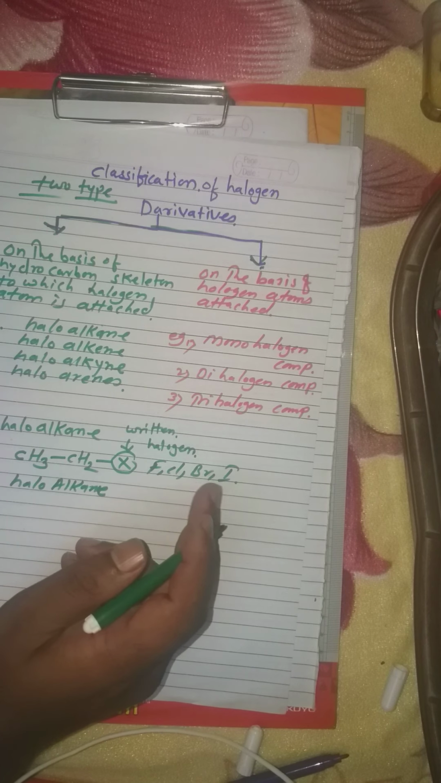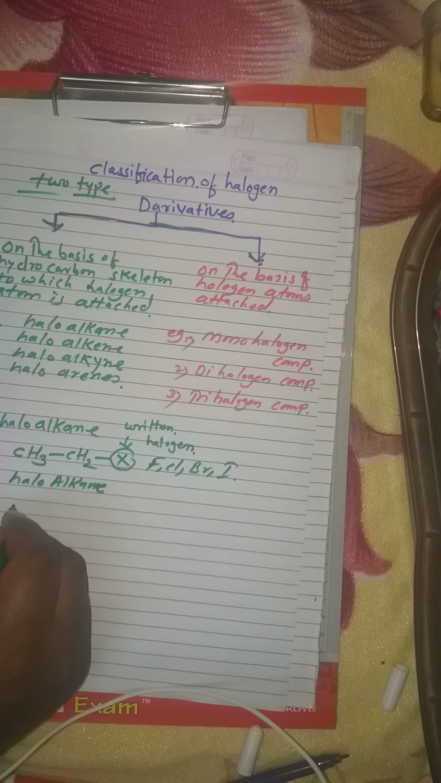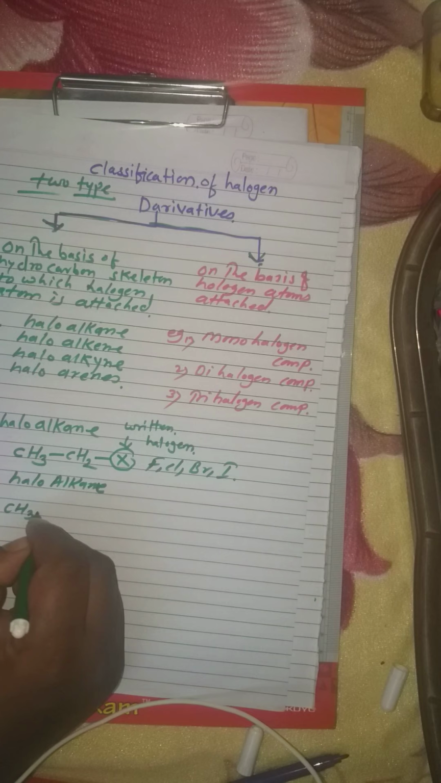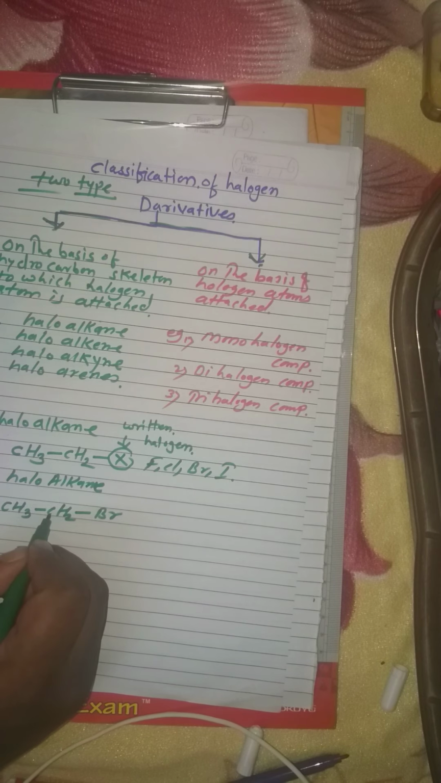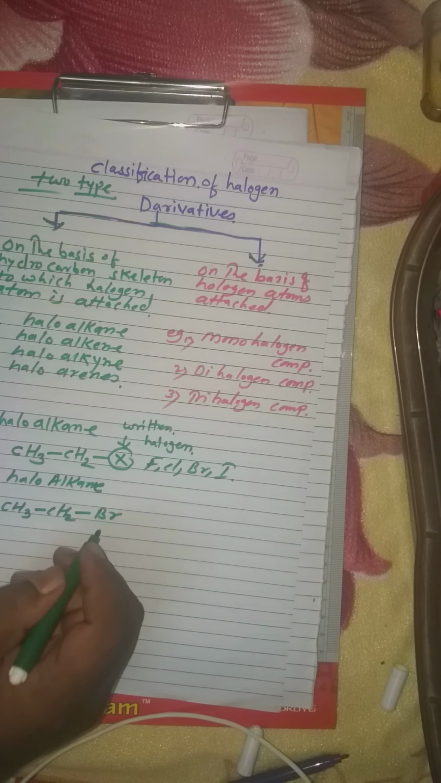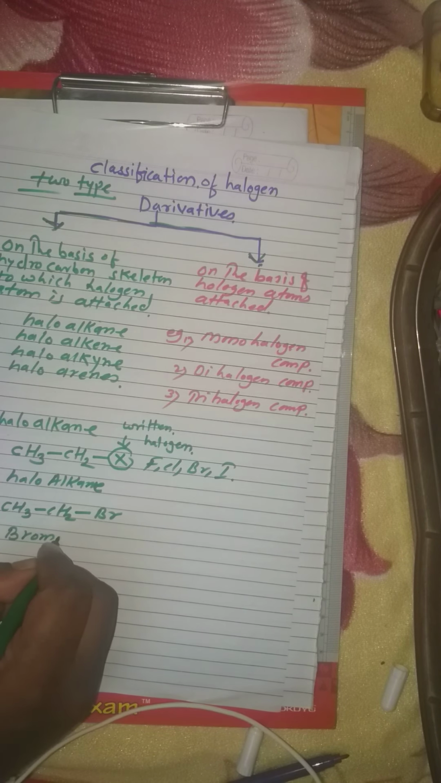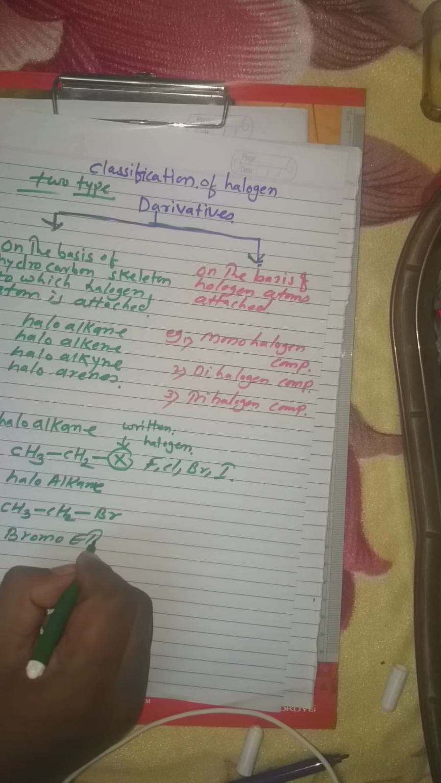Haloalkane means what? Any type of. If you are using bromine here, the example will be CH3 CH2 Br. What should be the name? 2 carbon chain is what? Ethane, and one bromine is attached. That means bromoethane, because single bond compound is there.